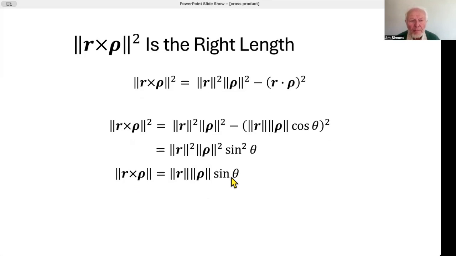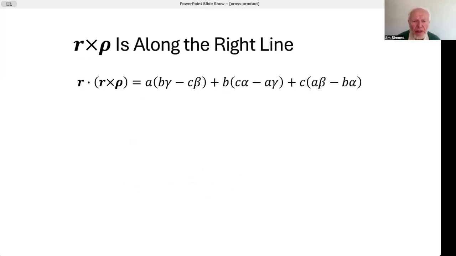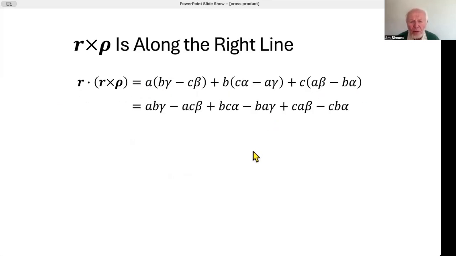Okay. Now we need to prove that it's pointing in the right direction. So the first thing to do is that it's on the right line. So it's either the left-hand rule or the right-hand rule, but it's at least orthogonal to both r and rho, and that's easy enough. We just take the dot product with one of them. So, for example, if we take the dot product with r, we get this. It's a times the first component, and so on. Expand those, and then we say, oh look, those cancel, and those cancel, and so it's zero. So again, it's completely trivial algebra, really.